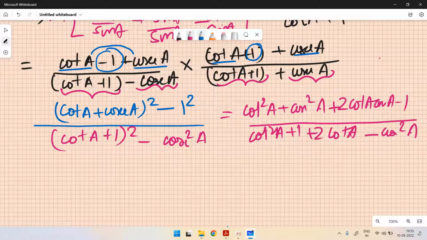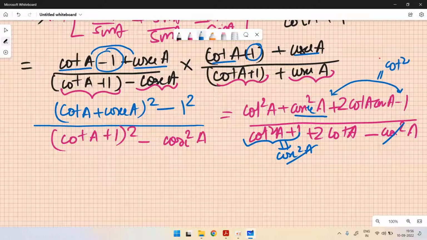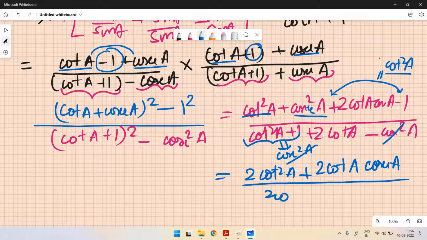And you know that cot square A plus 1 is nothing but cosecant square A, and this cosecant square A gets cancelled. You know that cosecant square A minus 1 is cot square A, and there is already cot square A, so this will become 2 cot square A, plus 2 cot A cosecant A, upon 2 cot A.